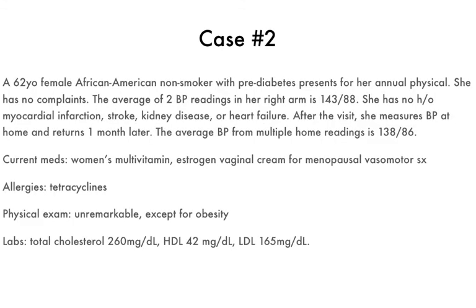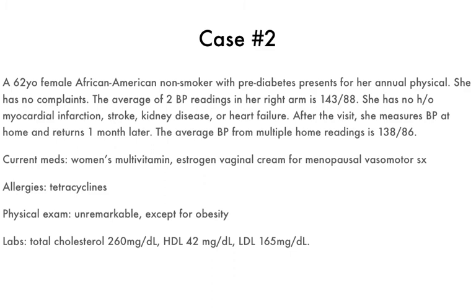Now let's move on to case number 2. We have a 62-year-old female who is African American. She is a non-smoker with pre-diabetes, and she presents to you for her annual physical. She doesn't have any complaints. Her average blood pressure in the last 2 readings in your office in her right arm is 143 over 88. She has no history of an MI, stroke, kidney disease, or heart failure.